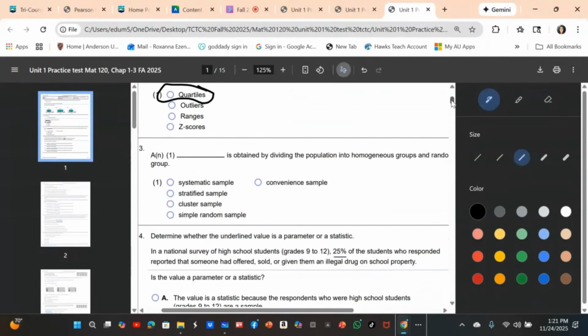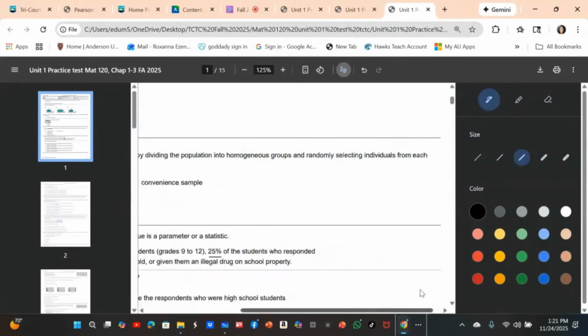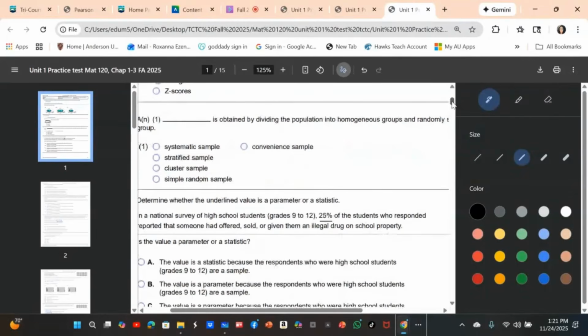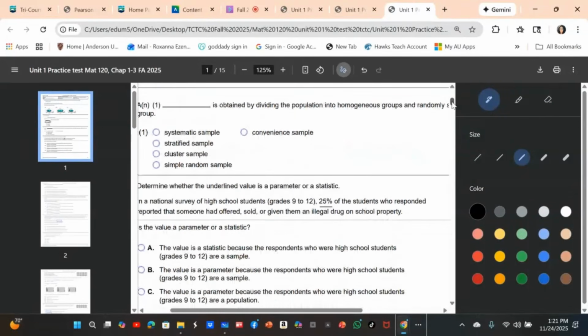Okay, so the next question says that dash is obtained by dividing the population into homogeneous groups and randomly selecting individuals from each group. So that is a kind of sampling method. Which one is it? Is it the systematic sampling method? No, it cannot be systematic. It is the stratified sampling method.